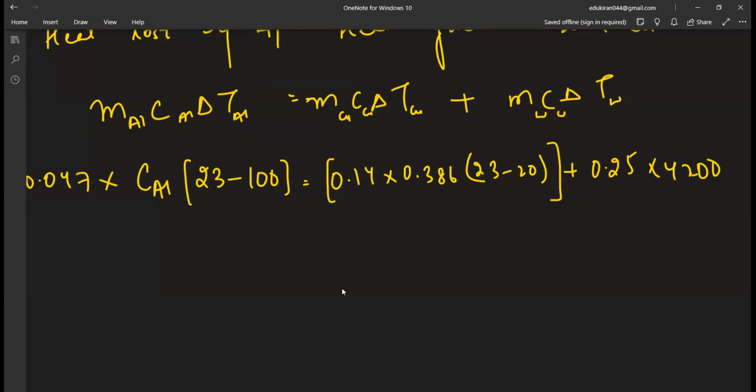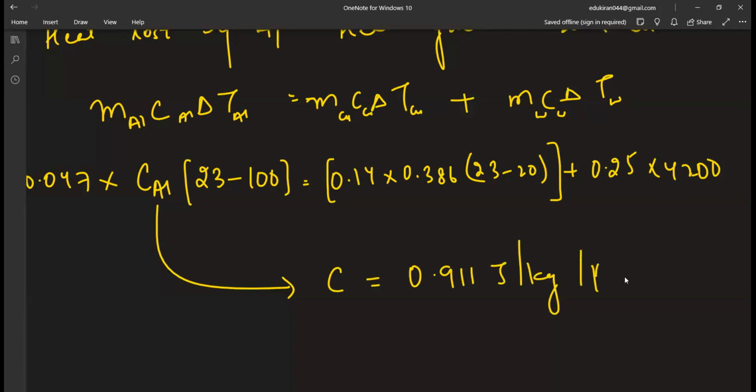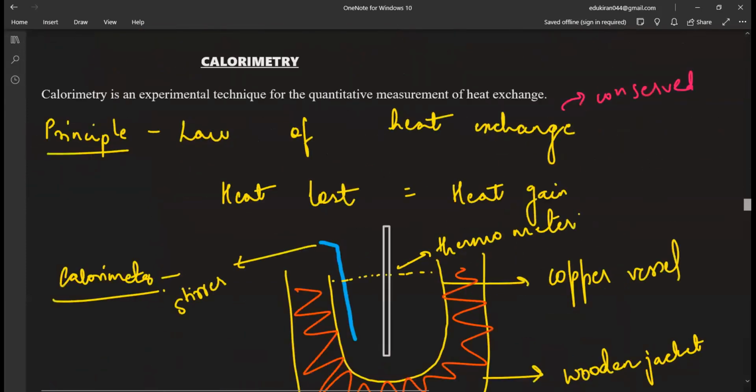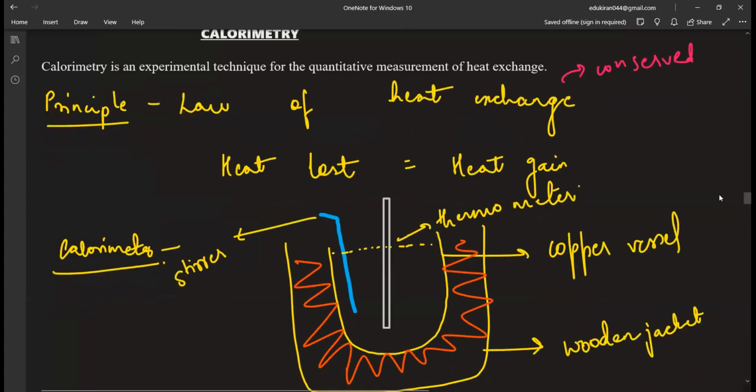So whenever you perform the calculation, the final answer will come out to be 0.911 joules per kg per Kelvin. This you can solve, cross-check. And if you don't get the same answer, you can update me and let me know. Write this down. Wherever you get stuck, ask me.